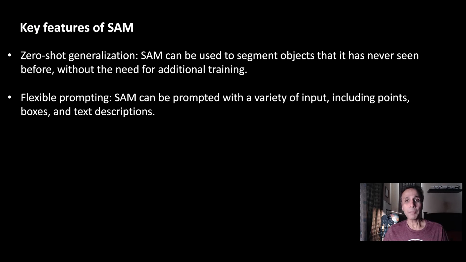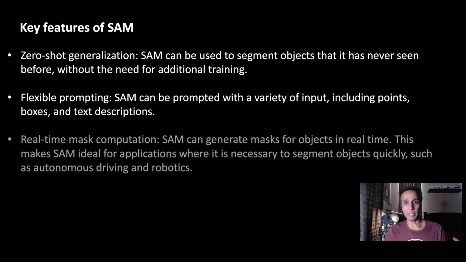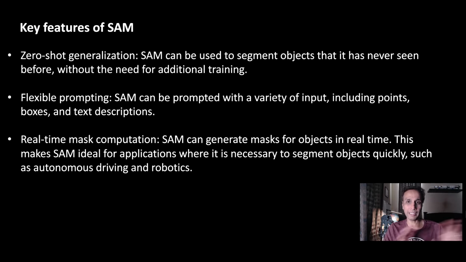And the prompts, you can provide the prompts in a flexible way. That's why people like this, because like I already mentioned, it can be a bunch of points, it can be a bounding box, or it can be text descriptions. And also it's very fast, so it helps in real-time applications like autonomous driving, for example. If you want to detect things in real time, this can be a pretty good algorithm.